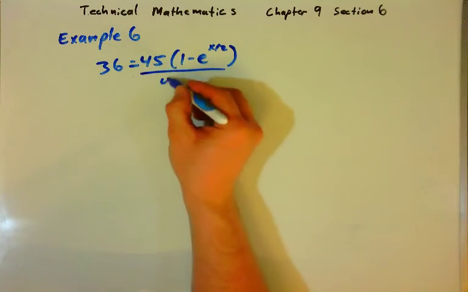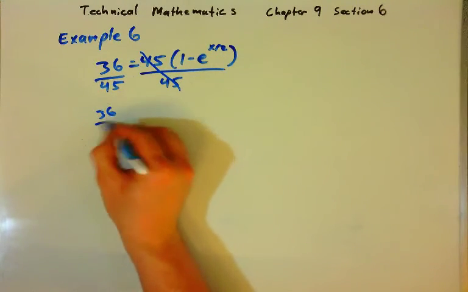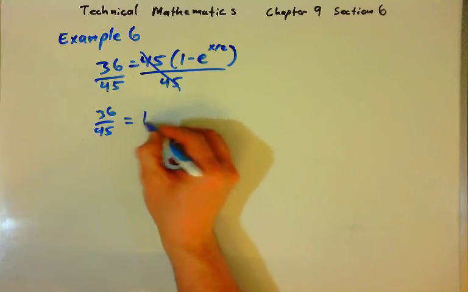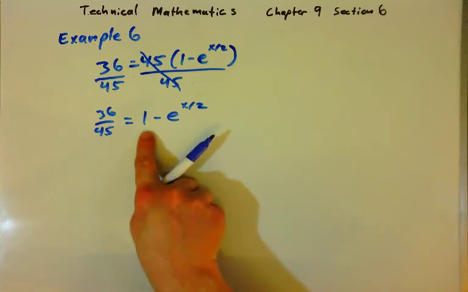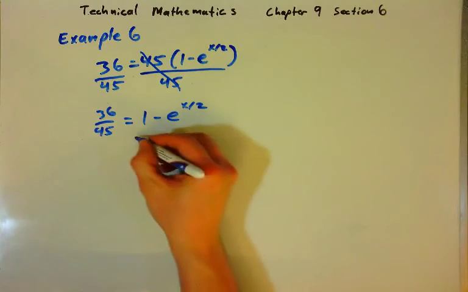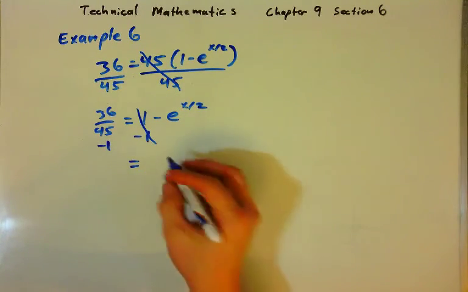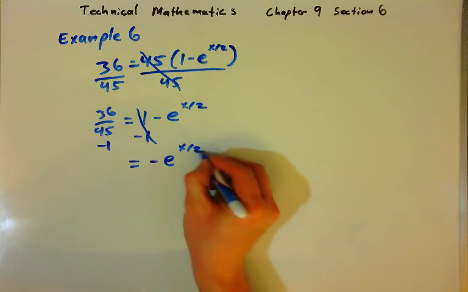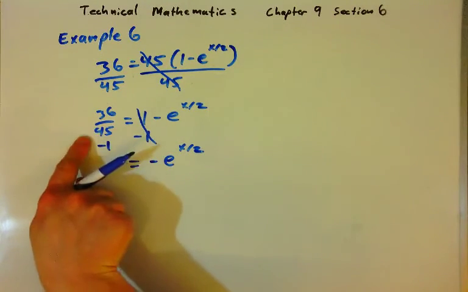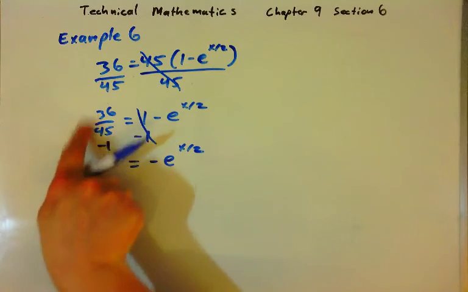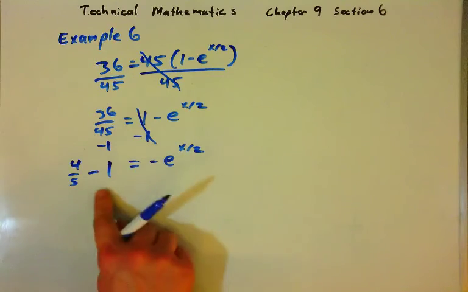So I'm going to start by dividing both sides by 45. These will cancel. We get 36 over 45 is equal to 1 minus e to the x over 2 power. And now I want to get rid of the 1, and so I'm going to subtract 1 from both sides so that these will cancel. And over here I'm going to be left with negative e to the x over 2 power. Over here, I'm going to have this fraction minus 1. This fraction reduces. These are both divisible by 9. This is 4/5. So I'm going to write this as 4/5 minus 1.